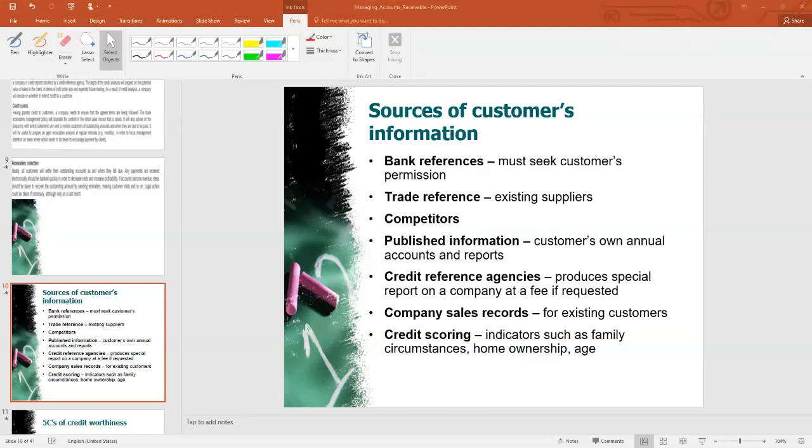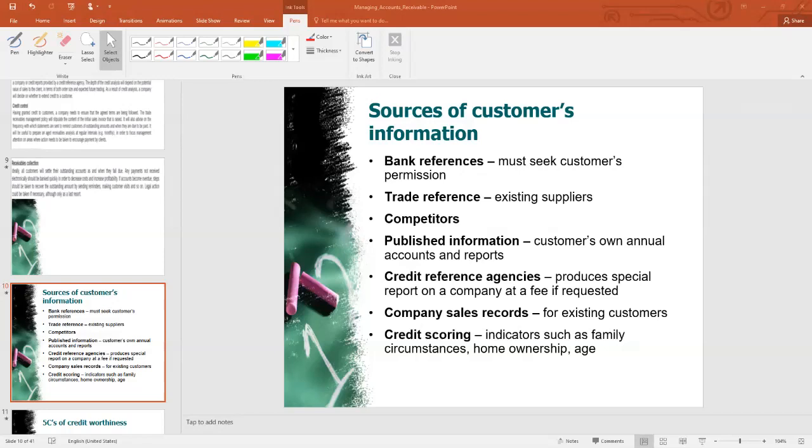So if, for example, you don't supply a company with goods, and you are a company, you may want to check, has this company been paying the already existing suppliers? If they have not been paying, then how sure are you that they're going to pay you? If they never pay those suppliers already existing in the system, how do you think they're going to pay you? So you can get this information from the existing suppliers of the company.